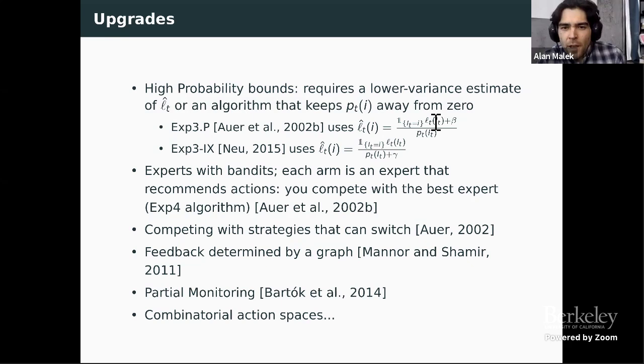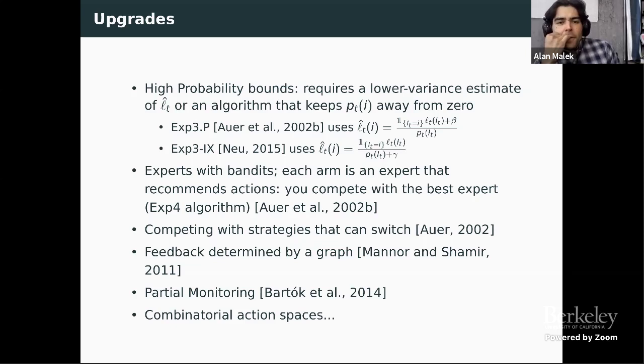Another more elegant solution is by Gergely, who's sitting around here somewhere. Oh, hey, Gergely. That's using explicit exploration, where you have this little gamma_t at the bottom. So this basically has the same effect of keeping the probabilities well bounded, and you can push through these analyses and get high probability bounds. There are other ways you can generalize this.